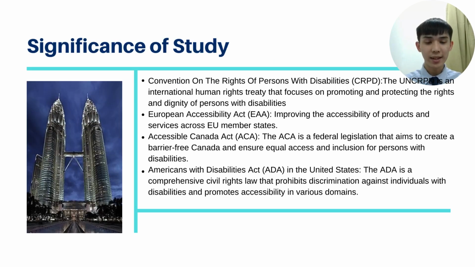These are the significance of study that I found from the government policy. First is CRPD. The UN CRPD is an international human rights treaty that focuses on promoting and protecting the human rights and the dignity of persons with disabilities. Next is EAA. It improves the accessibility of products and services across EU member states. The next is ACA. ACA is a federal legislation that aims to create a barrier-free Canada and ensure equal access and inclusion for persons with disabilities.